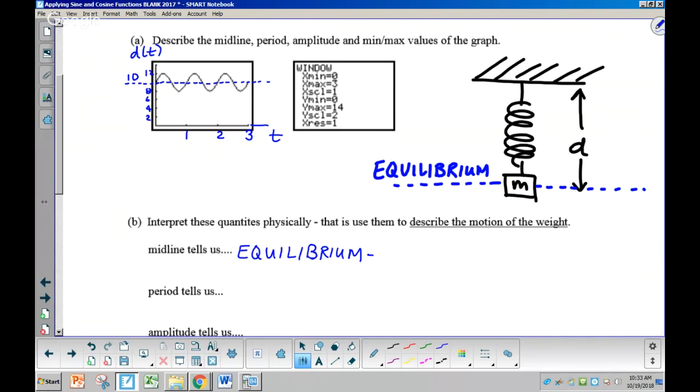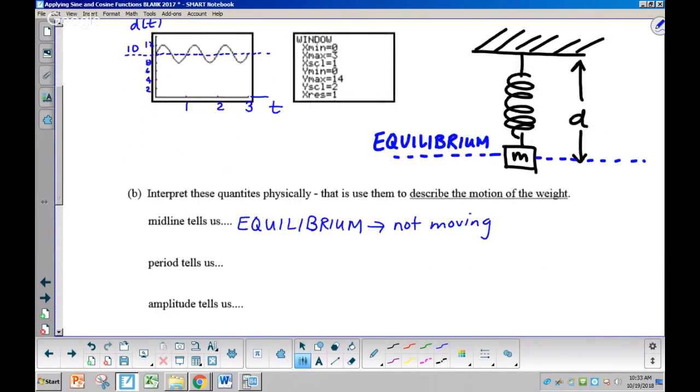And when it's not moving, right? And it's in its natural state. The period tells us how long it takes for the spring to go back. I'm going to use what I call dummy English: the time, how long it takes to go through an up-down cycle. Does that make sense?